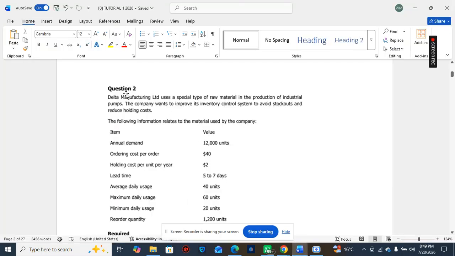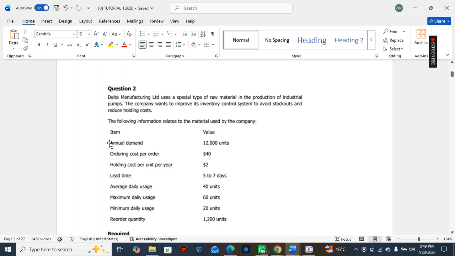Delta Manufacturing Limited uses a special type of material in the production of industrial pumps. The company wants to improve its inventory control system to avoid stockouts and reduce holding costs. The following information relates to the material used by the company.